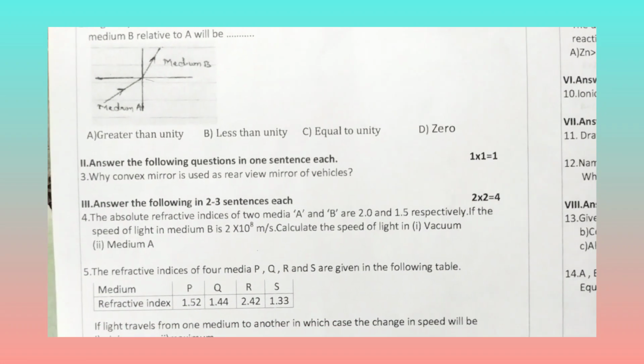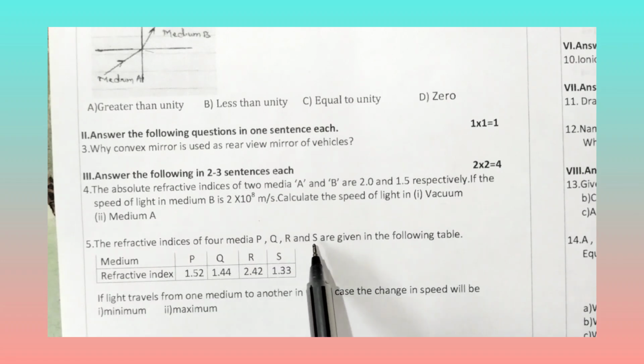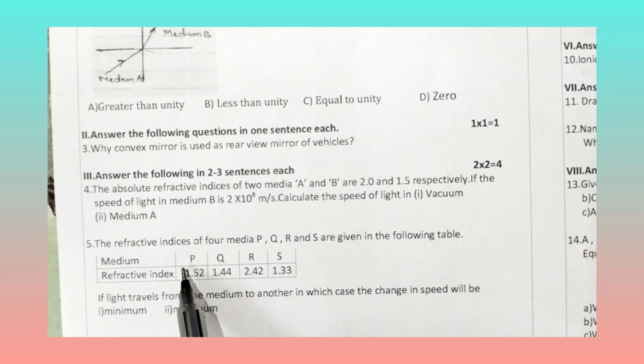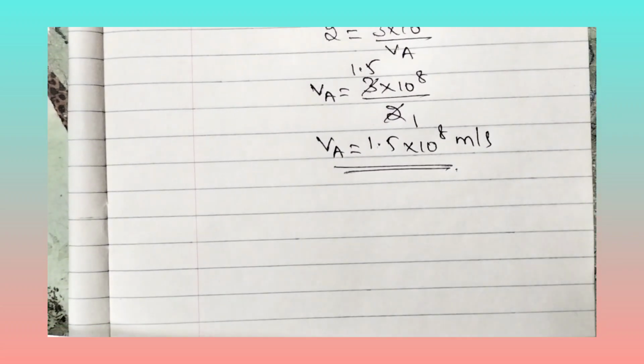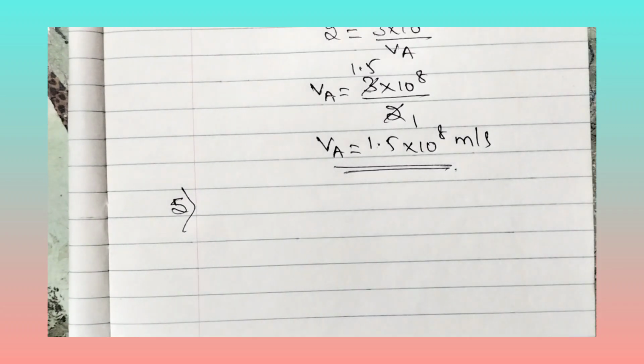So question number 5 is like this. The refractive indices of 4 media P, Q, R and S are given in the following table. So medium P, Q, R, S and their refractive index is given. If light travels from one medium to another, in which case will the change in speed be minimum and maximum? In the previous paper 21 we have answered the same type. There we have taken 4 media, that is A, B, C and D. Now we are taking P, Q, R, S.